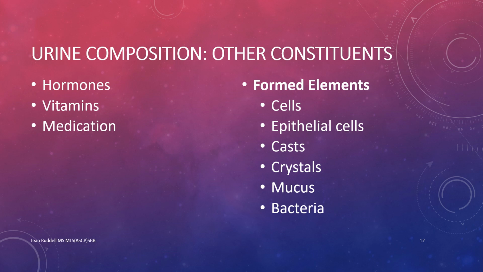Urine composition, other constituents. Other urine constituents include hormones, vitamins, and medications. Formed elements such as cells, casts, crystals, mucus, and bacteria can become part of the urine, but they are not part of the original filtrate and enter the urine from other parts of the urinary tract as urine moves through the kidney, bladder, or urethra. When there is an increased amount of formed elements, this can be an indication that a disease state is present.